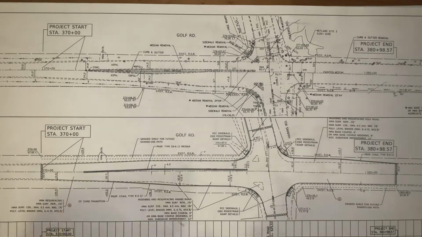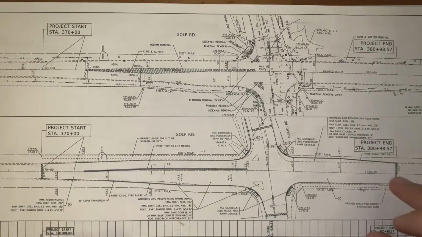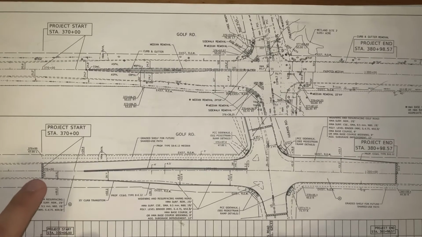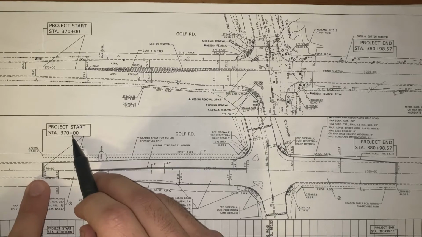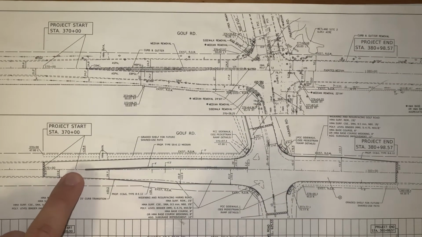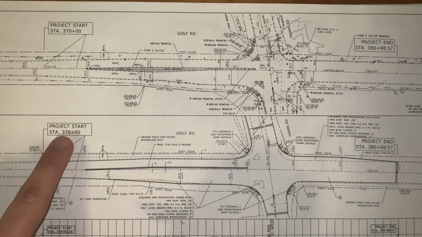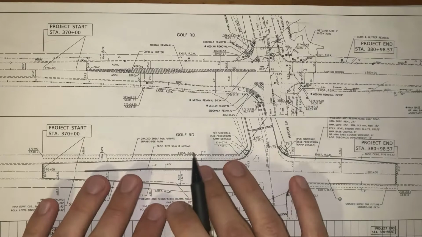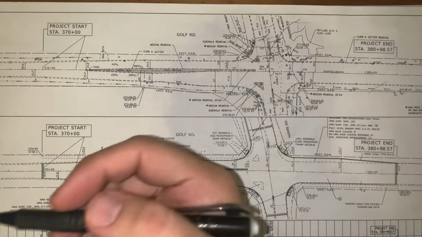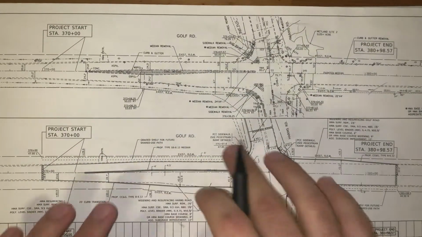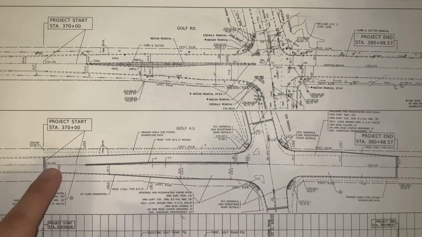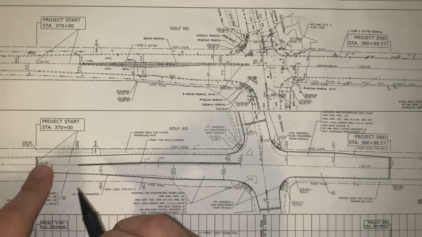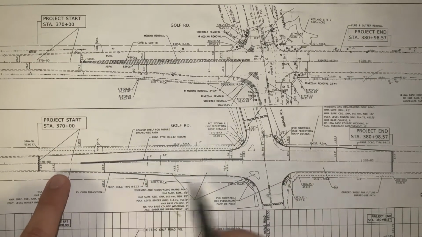An important item to note is that these stations are written in increments of 100 feet. So 370 plus 00, 100 feet away from that is 371 plus 00. On this side, within the scope, 50 feet away is 370 plus 50. These stations go all the way and will match up all the way to the end.